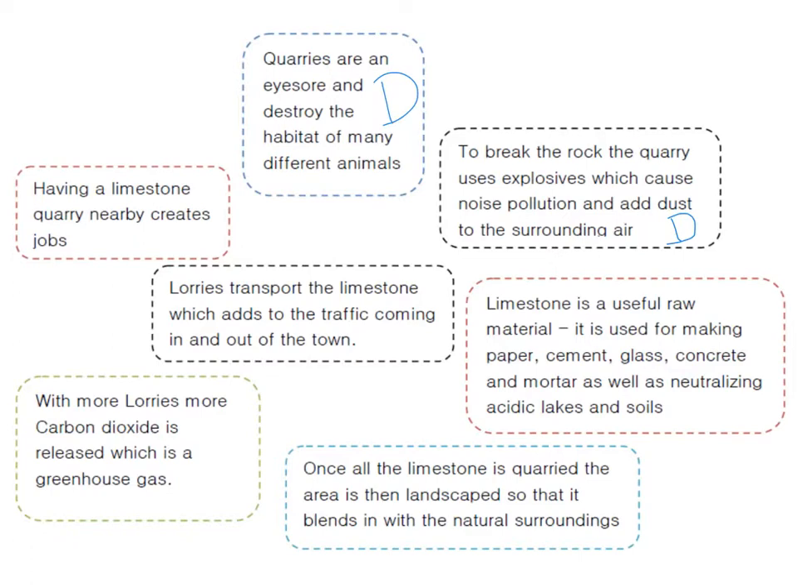Lorries transport the limestone, which adds to the traffic coming in and out of the town. Obviously a disadvantage to the people that live there. There is, however, a couple of advantages. Having a limestone quarry nearby creates jobs for local people. Limestone is a useful raw material. It is used for making paper, cement, glass, concrete and mortar, as well as neutralising acidic lakes and soils.